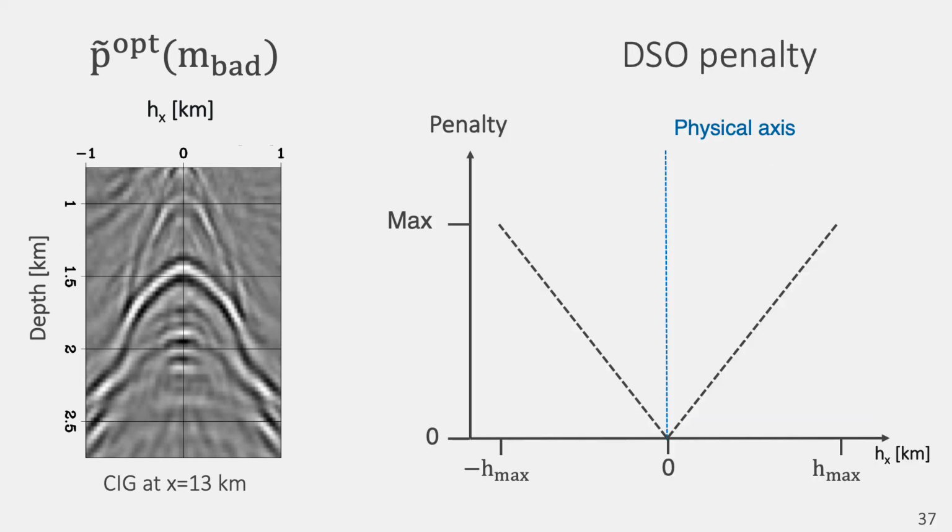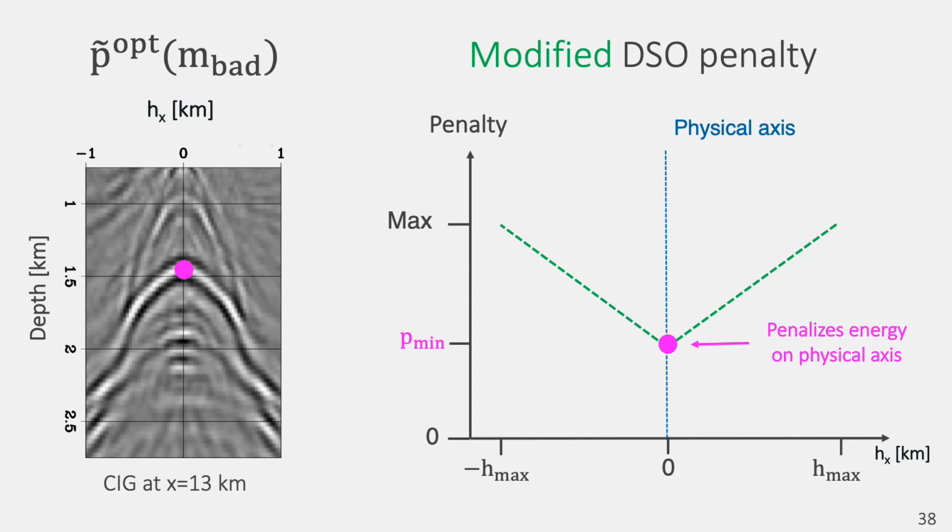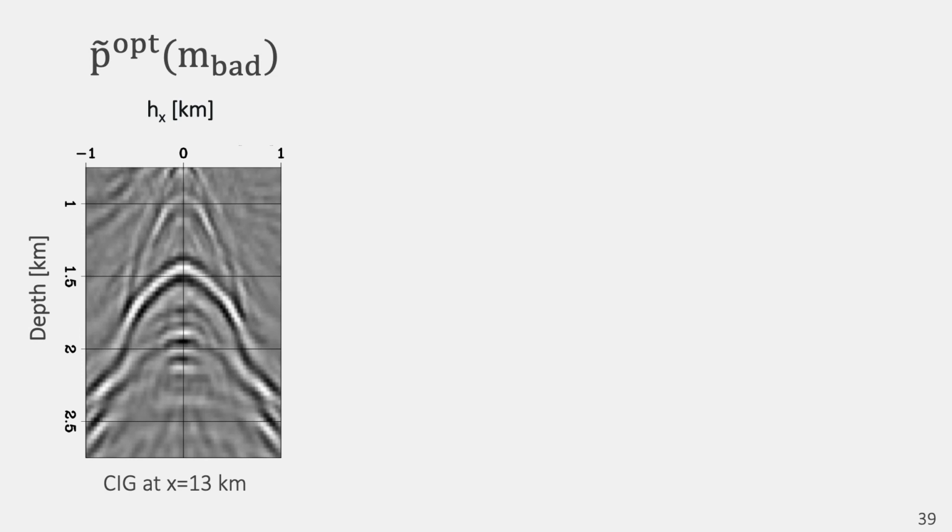Hence, we modify the conventional DSO penalty function by applying a strictly positive penalty value along the physical axis, in this example at the 0 horizontal subsurface offset axis. And now, our modified DSO function also penalizes points on the physical axis of p tilde op, as shown here by the pink dot. And now we illustrate the difference between the conventional and modified DSO operators by applying each one of them to the same common image gather shown here on the left panel.